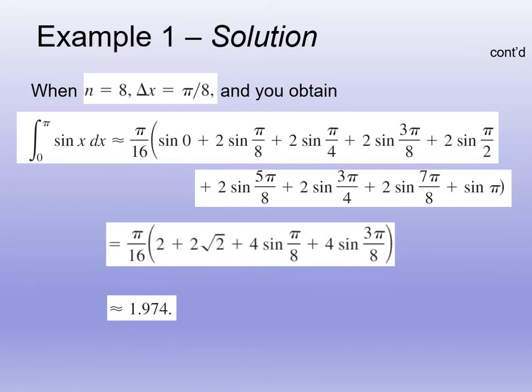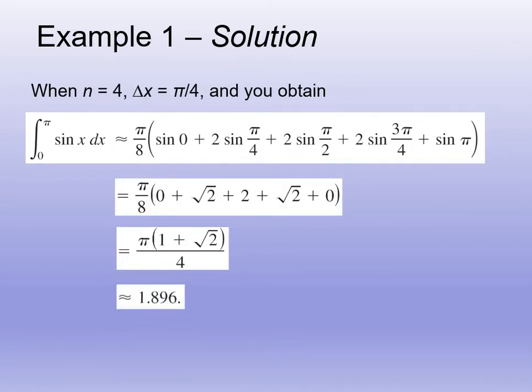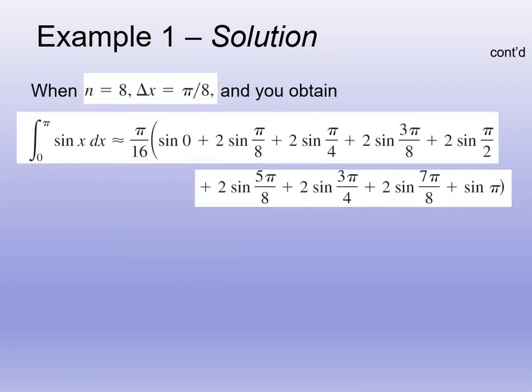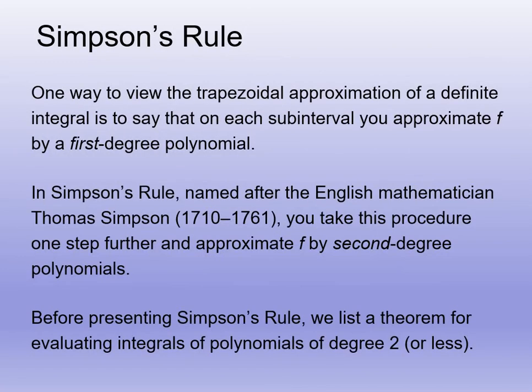So we can see, in this scenario, we get 1.974. When n is 8, and we do this with 8 trapezoids, we get 1.974. And then I'm going to step back a slide. When we did it with 4 trapezoids, we got 1.896. So we can see the difference alone in the two approximations. As we increase the number of trapezoids, the more precise we get.